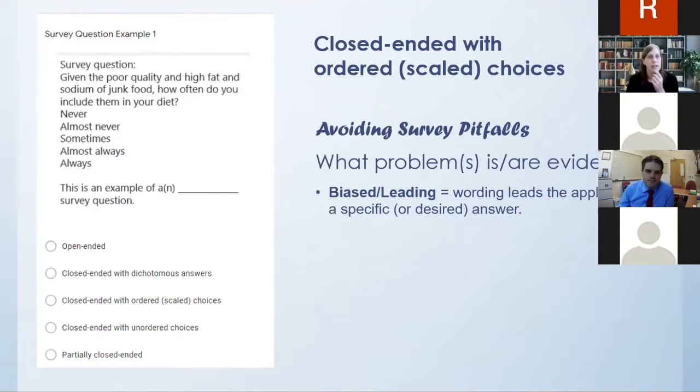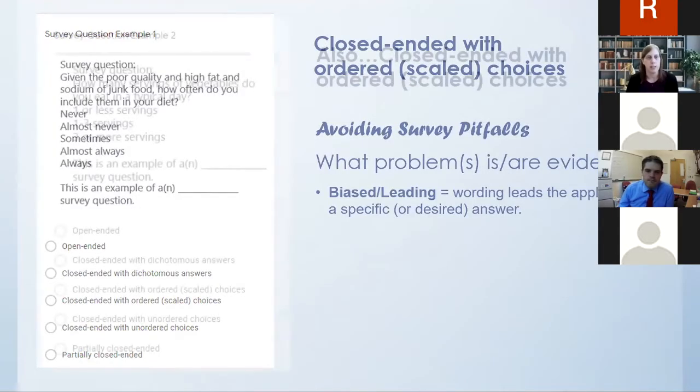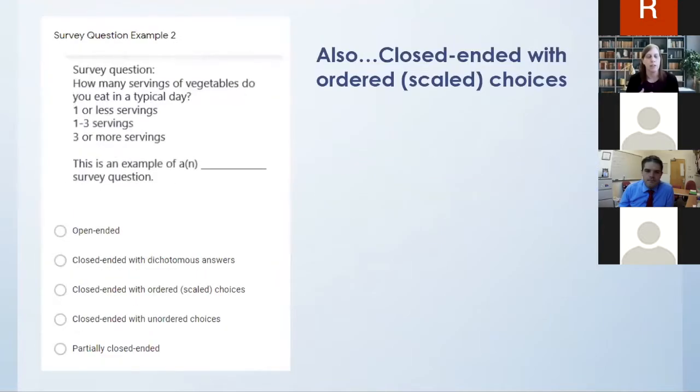Okay, this next one is also a closed-ended with scaled choices. This one's a little bit different though, because now we're asking about quantities, but there's still kind of a ranking, I guess you could think of it as a progression. So this one, anyone have a thought on what is wrong with this one?